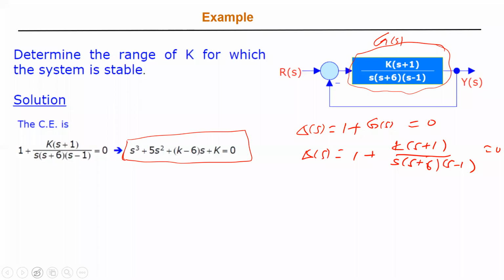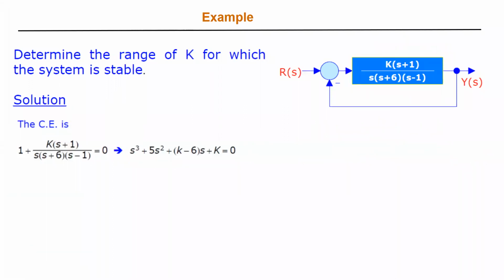Now, with this characteristic equation, I would like to formulate the Routh-Hurwitz table. So S cubed, S squared, and the first 2 rows come from the characteristic equation. What are the elements of the first row? 1, K minus 6, and 0. And in the second row, what do I have? 5, K, 0. This is just from the characteristic equation.